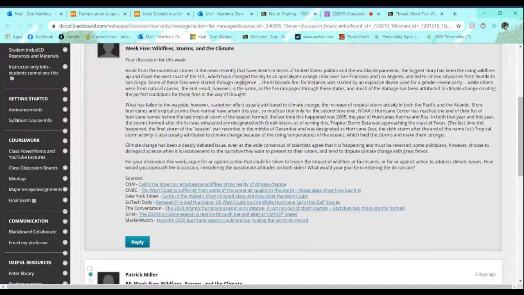For your discussion this week, argue for or against action that could be taken to lessen the impact of wildfires or hurricanes, or for or against action to address climate issues. How would you approach the discussion considering the passionate attitudes on both sides? What would your goal be in entering the discussion?